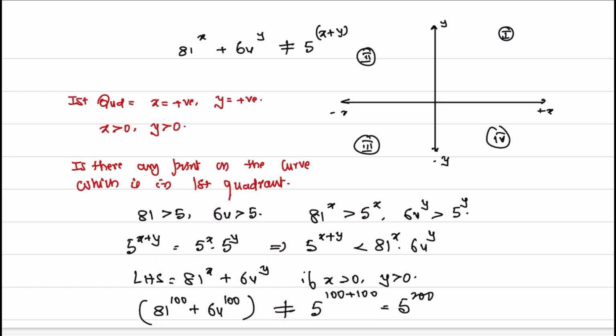Whenever you multiply 5 with 5, the last digit should be either 5 or 0. Here, when you multiply 81, the last digit is 1, and when you multiply 64, the last digit is 6 or 4.